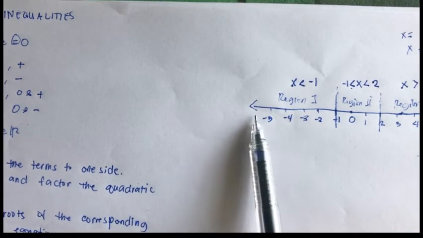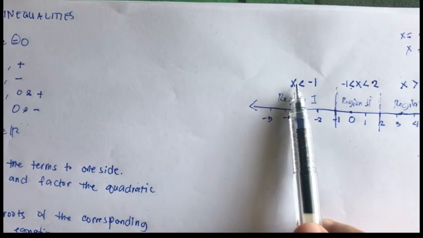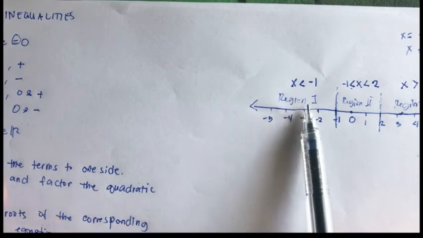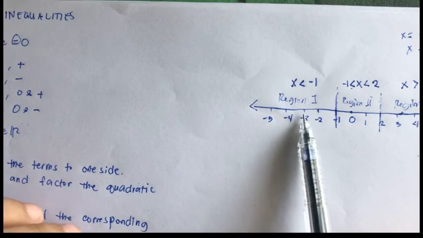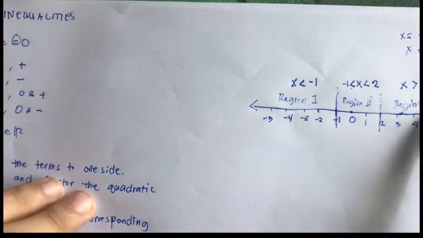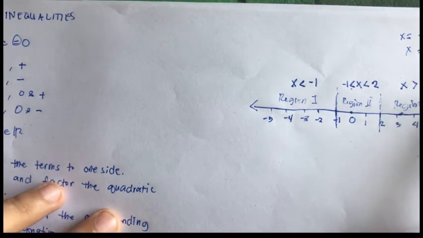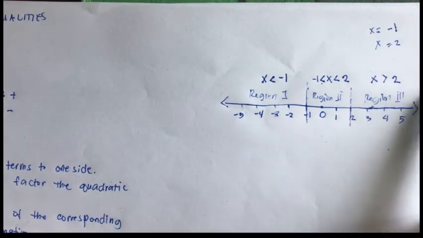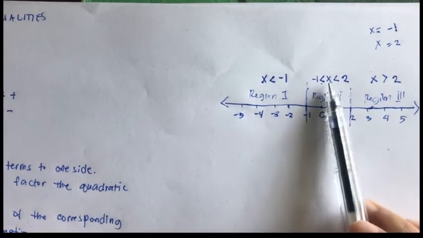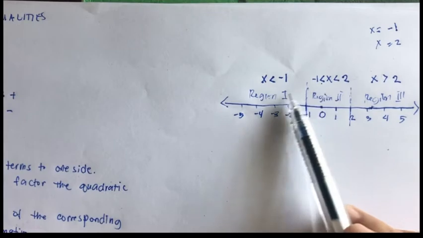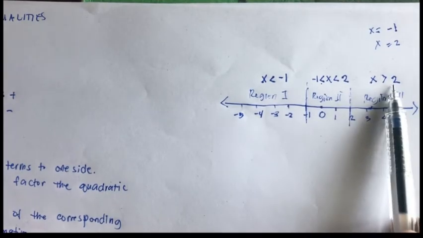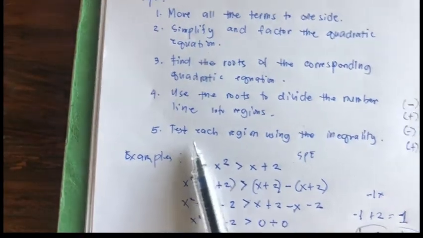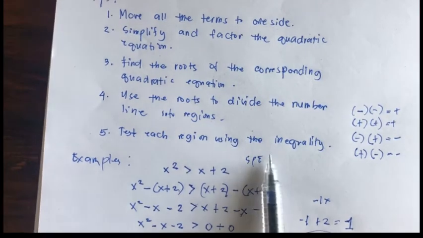This is extending to the left side to negative infinity. So we have our x, that's x is less than negative 1. That means the values of x are less than negative 1. We have negative 2, negative 3, and so on. Now, on the third region, x is greater than 2. So the values of our x here are greater than 2, such as 3, 4, 5, 6, and so on. So in here, our x is greater than negative 1 but less than 2. Okay?